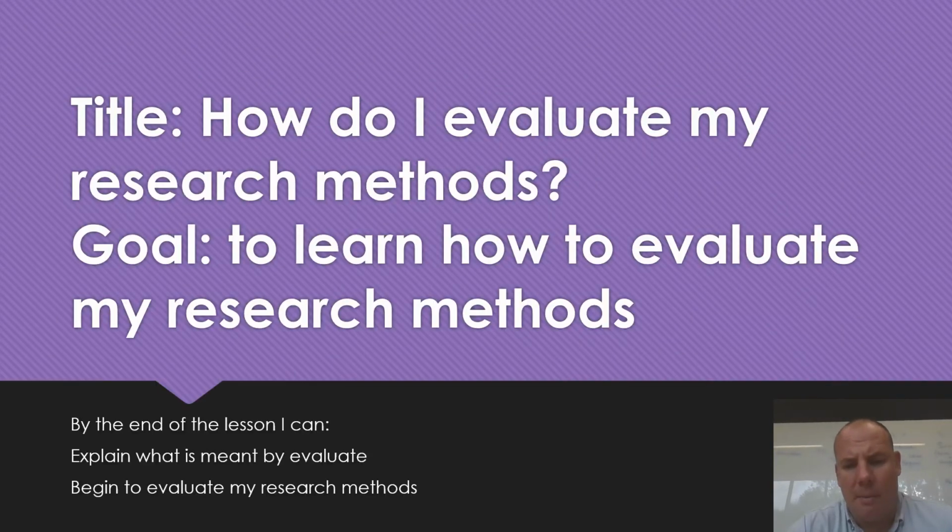So let's summarize what we should have learned. The title of the video was how do I evaluate my research methods, and I've just discussed how we do that. So the goal is to learn how to do that. So you're going to have to go back to your research methods and start making that judgment. We've talked about what evaluate is, and you're going to start evaluating your research method based on bias, usefulness and also reliability. So it's really important that you look back into your work and start questioning the research methods based on those 3 criteria.